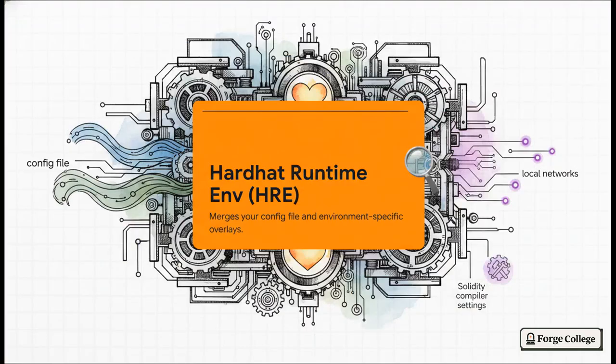Now, before we get completely lost in the technical weeds, let's talk about the Hardhat runtime environment, or the HRE for short. You can kind of think of the HRE as the central engine of our project. It basically pulls in your config file and all those environment overlays on one side, and then it outputs your local networks and compiler settings on the other. So when we inspect this at runtime, we're essentially running a diagnostic check on the engine itself. We want to be 100% sure we aren't missing any critical local networks and that our Solidity compiler settings are exactly where we left them.